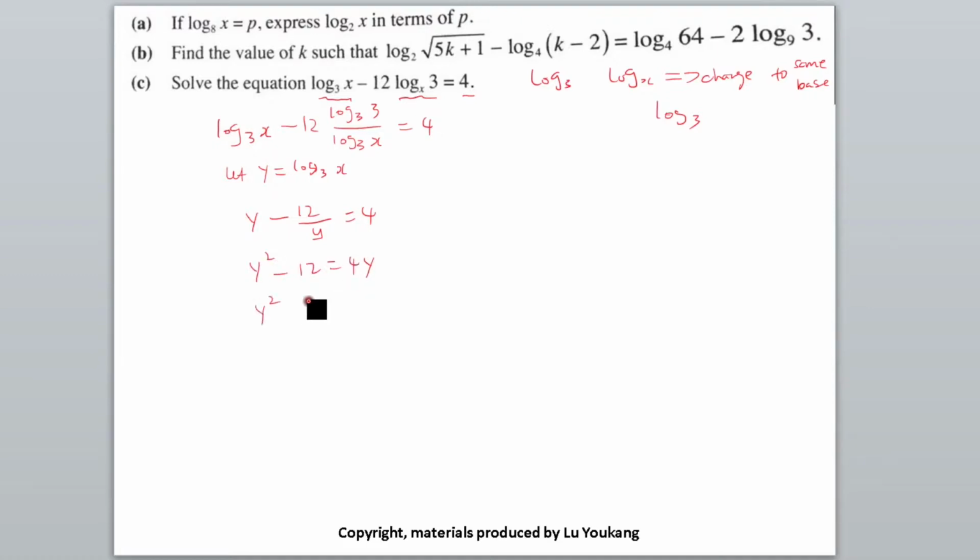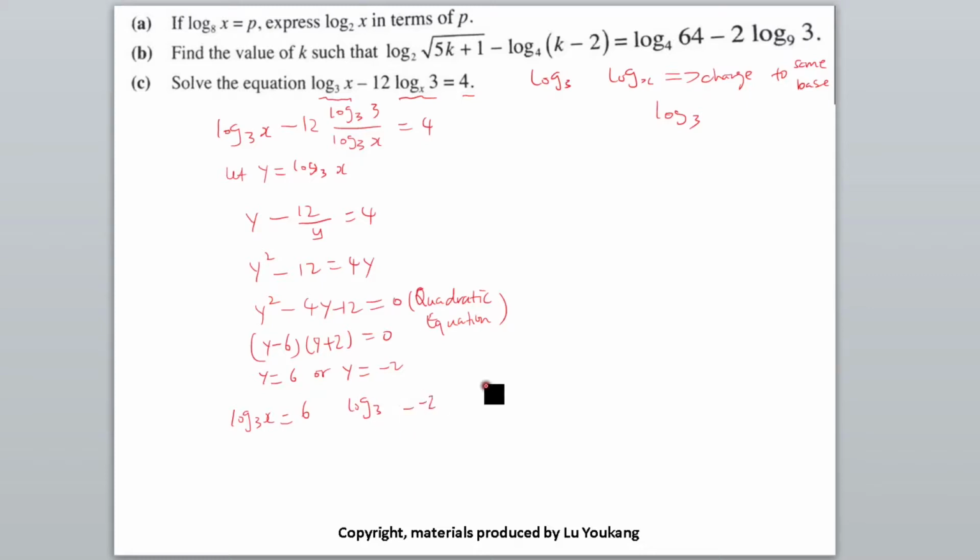And let me times y on my left and on my right. So I get y squared minus 12 equals to 4y. Bring my 4y over, I get y squared minus 4y minus 12 equals to 0. And this is again a quadratic equation for us to solve. So definitely I prefer to use table method to solve my quadratic equation. So you should get bracket y minus 6 bracket y plus 2 equals to 0. Therefore your y equals to 6 or y equals to minus 2.